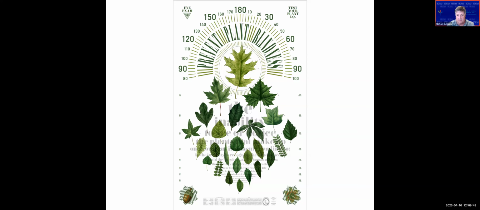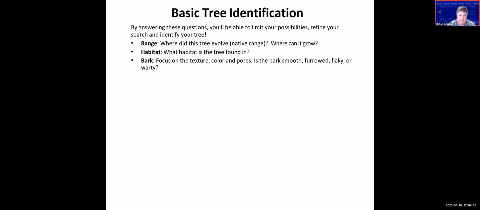And so that's what we're going to talk about today, that process. We start off with the first three things I like to think about when I'm identifying a tree. Most people think, well, you're going to talk about leaves. Well, no, the first three things I'm going to talk about are range, habitat, and bark. Range is where this tree evolved and where it can potentially grow, habitat is what environment it's found in, whether it's an upland site or a wetland site, and then some features of the bark.